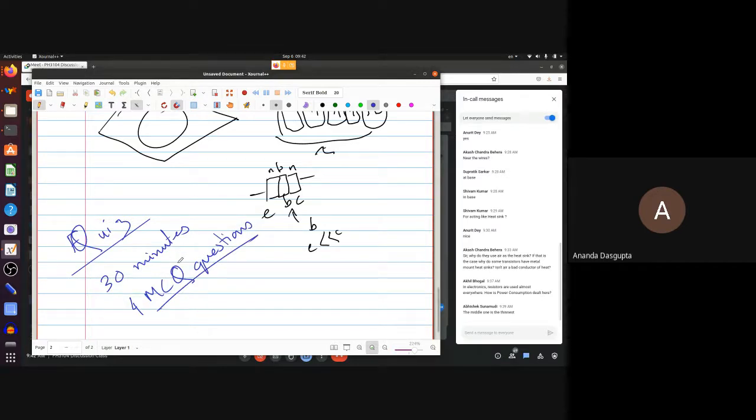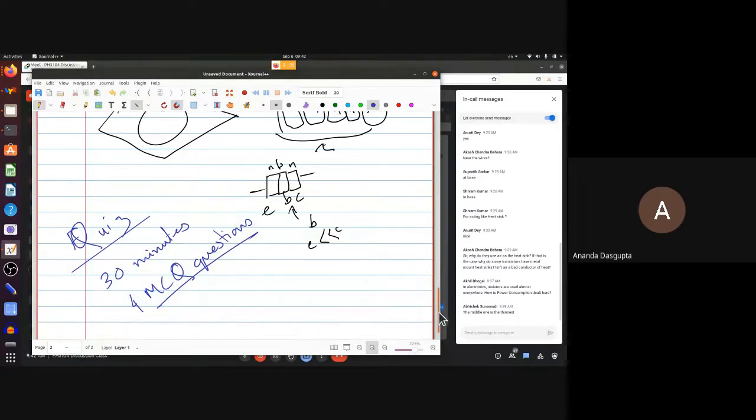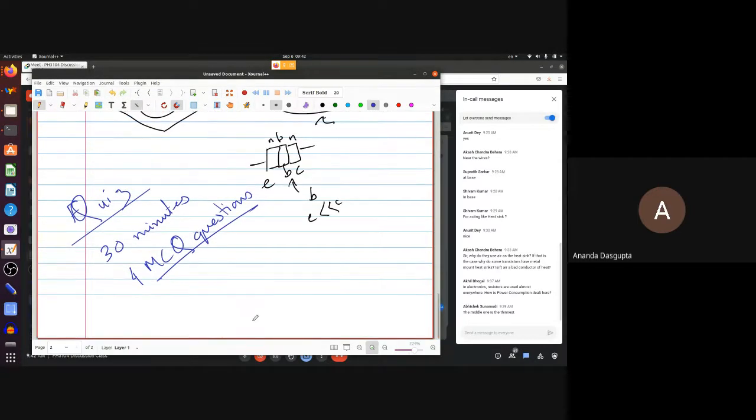I'm not saying everybody will get different questions, but people will get different questions. And more importantly, this 30 minutes is absolute. Okay, 30 minutes for 4 MCQ questions, of course, seems quite a lot, right? Because you typically get 10 minutes for 4 MCQ questions in most exams. But this is because these questions have to be worked out.